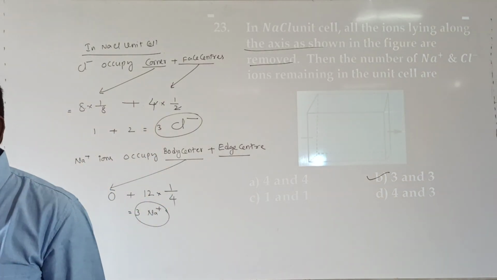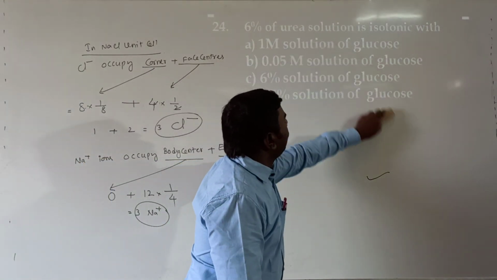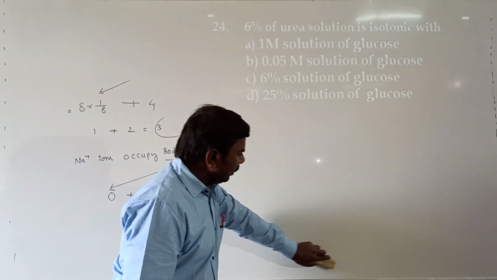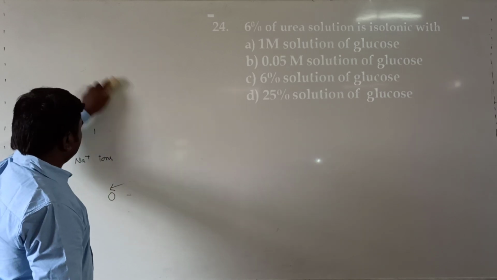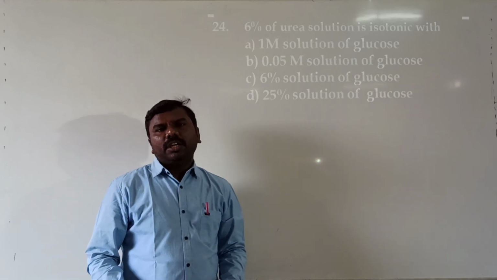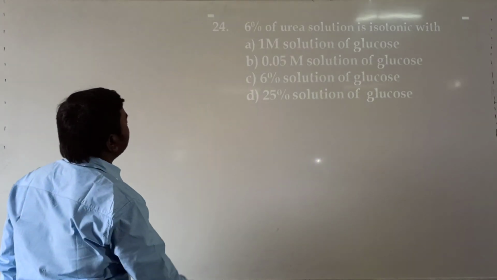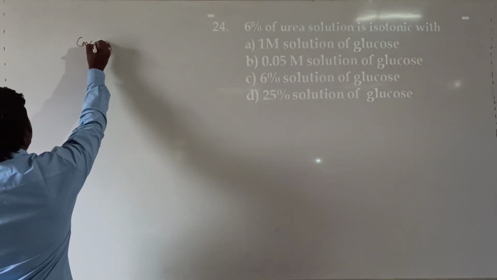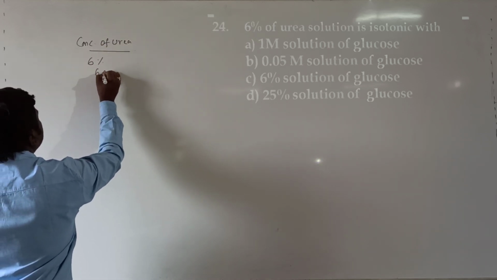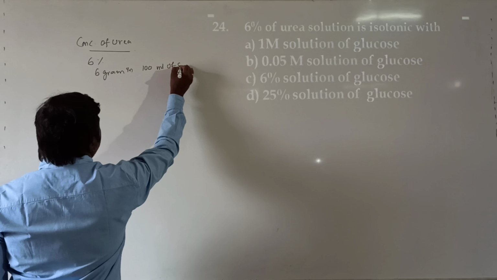Next, 6% of urea solution is isotonic with... Isotonic means you should consider the same osmotic pressure. Same osmotic pressure is possible if the concentration is the same. Right. 6% of urea solution. First of all, the concentration of urea. 6% means 6 grams in 100 milliliters of solution.